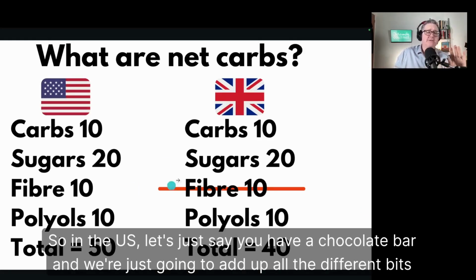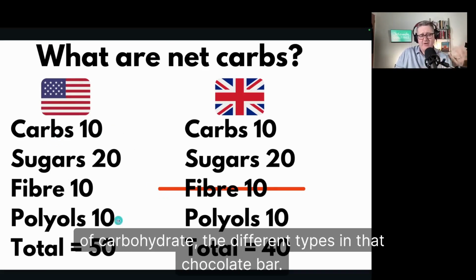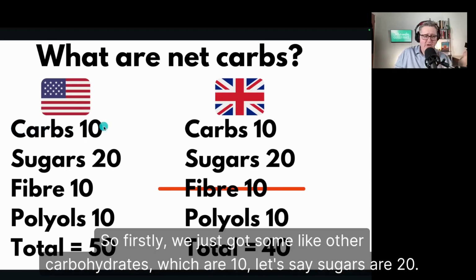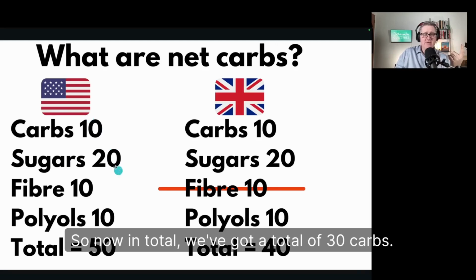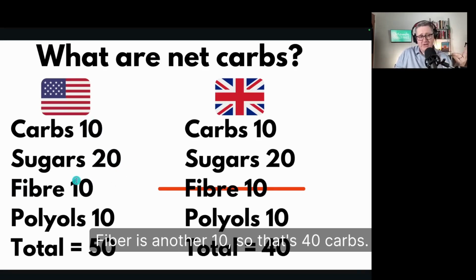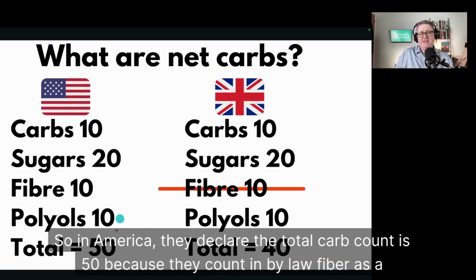So in the US, let's say you have a chocolate bar, and we're going to add up all the different types of carbohydrate in that chocolate bar. Firstly, we've got other carbohydrates, which are 10, let's say. Sugars are 20, so now in total we've got 30 carbs. Fibre is another 10, so that's 40 carbs. Polyols are another 10. So in America, they declare the total carb count as 50, because they count, by law, fibre as a carbohydrate.